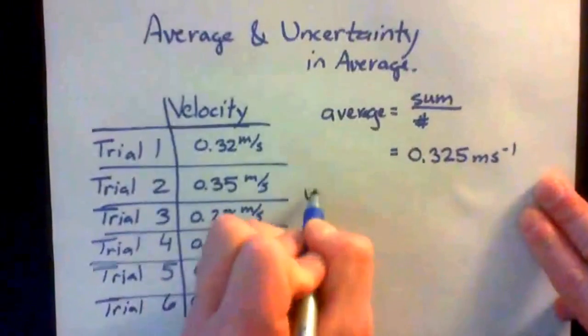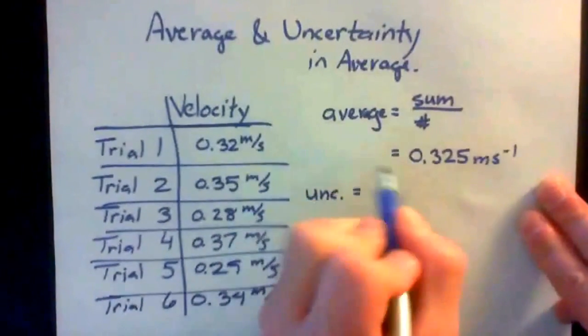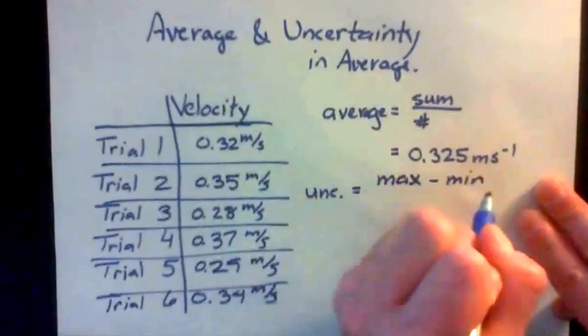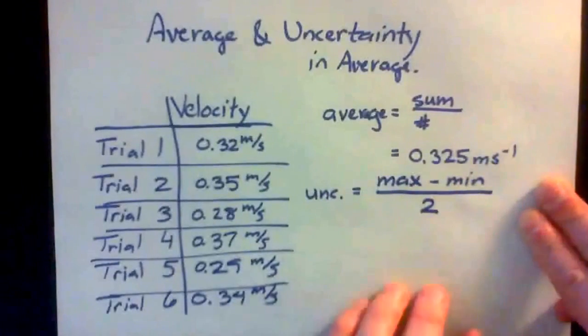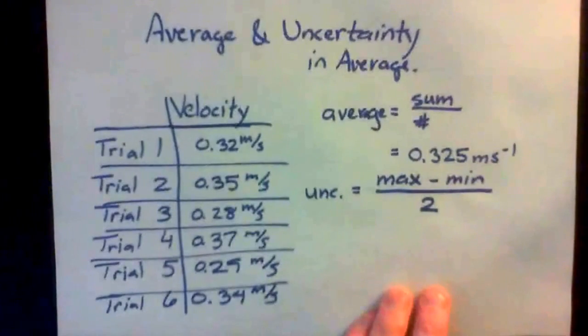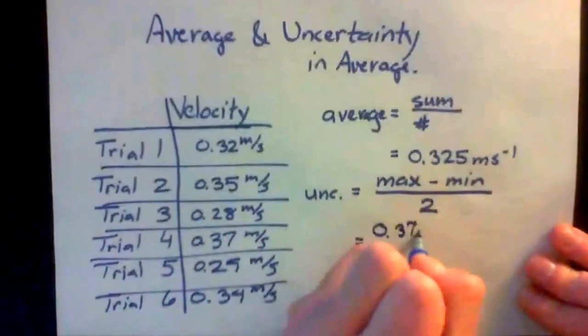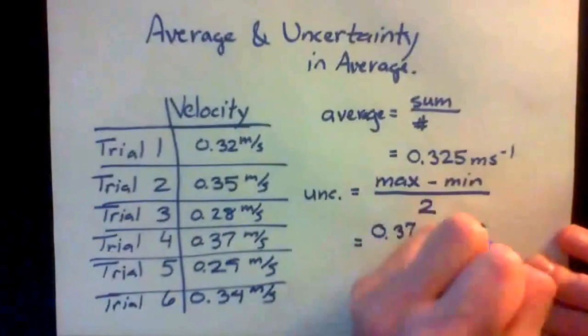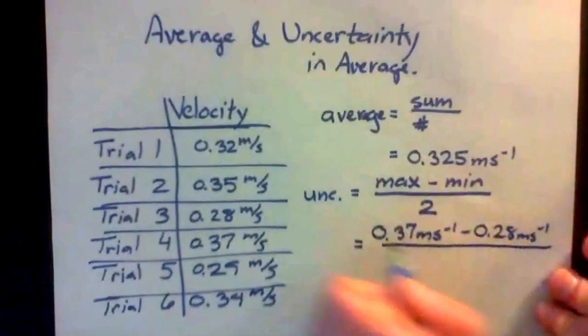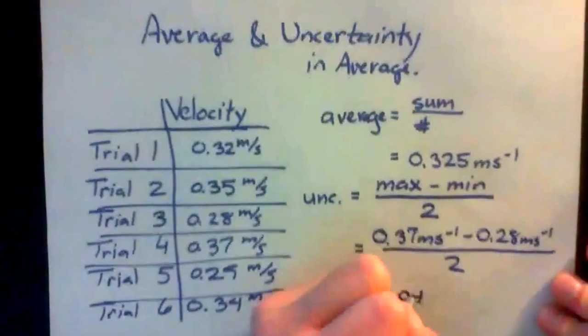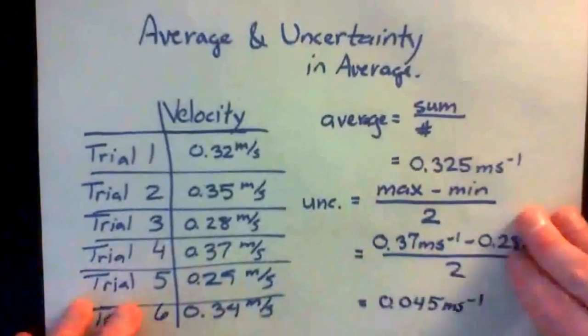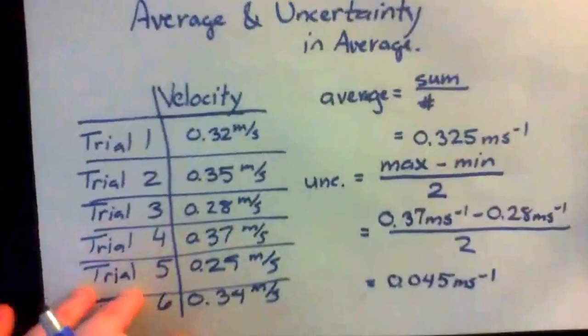So the way that we calculate the uncertainty is you take the maximum value, you subtract the minimum value, and you divide by 2. That will give you your uncertainty in the average. If you do that for this data, you get 0.045 meters per second. That is the uncertainty. However, you have to remember 2 cardinal rules for uncertainty.